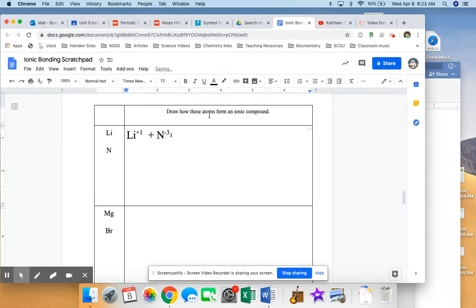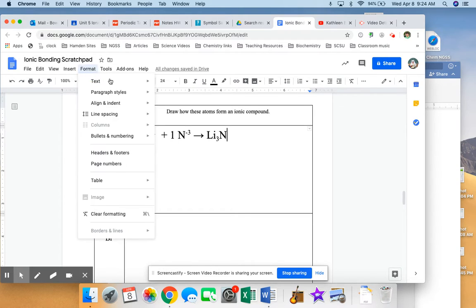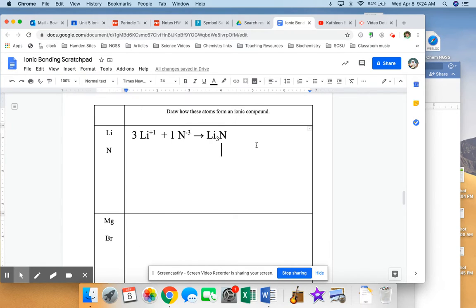Once we put these things together, I want to make this into a much larger font too. Make it big. What's going to happen here is that to balance this out, we need more Li's. We need 3 Li's to balance out every one N. So our final formula is going to be Li3N1. We don't have to put the 1. Remember to make that 3 little by using the format, text, subscript or superscript. Superscript makes it little on the top, subscript makes it little on the bottom.